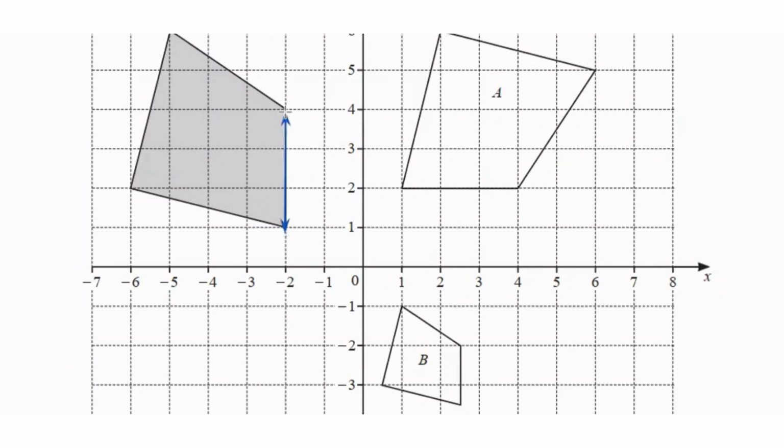If you compare this length with this length, this is 1, 2, 3 units, and this is 1.5 approximately. To find the scale factor, I'm going to divide the new shape's length by the old shape's length. So 1.5 divided by 3 is 1 over 2. So this is your scale factor.